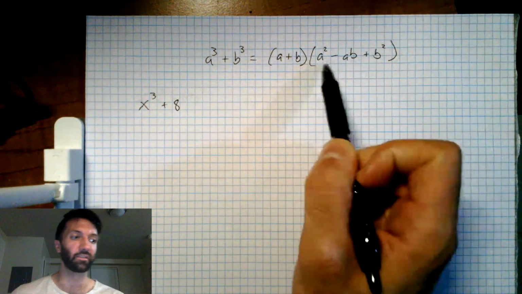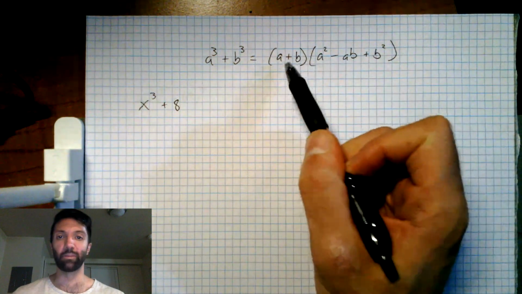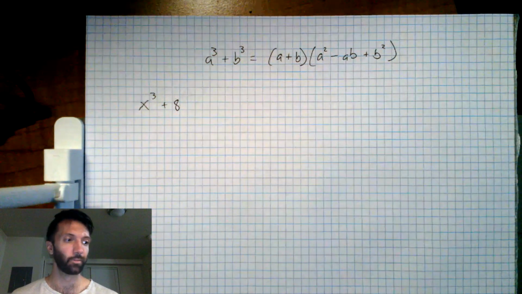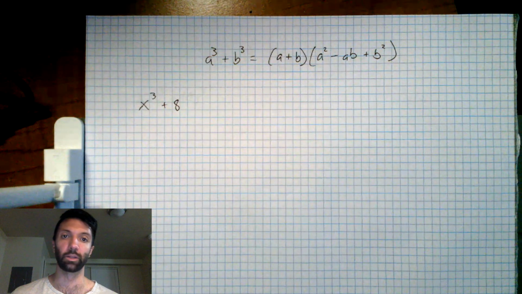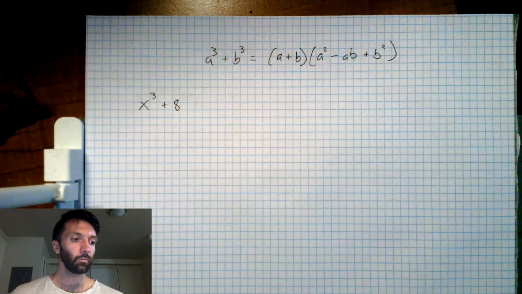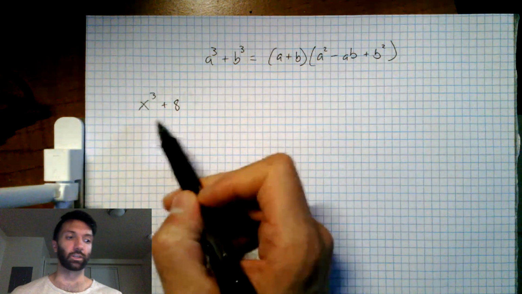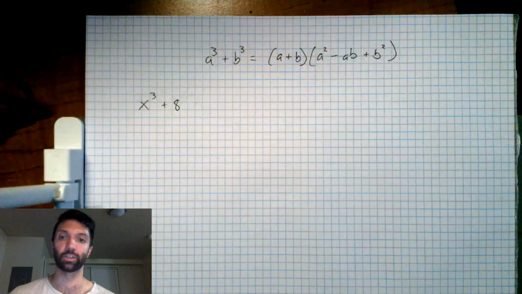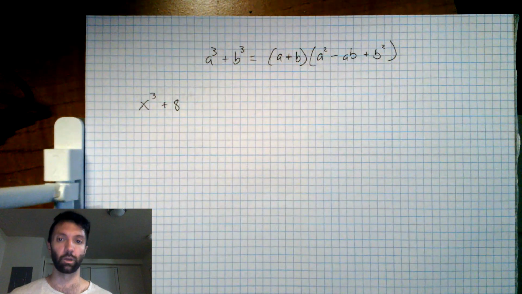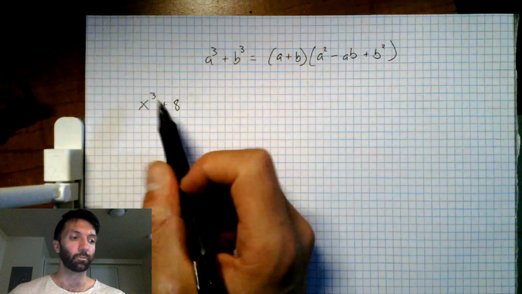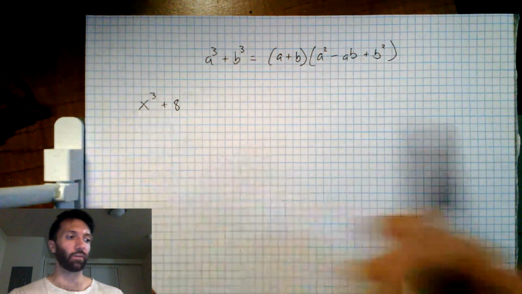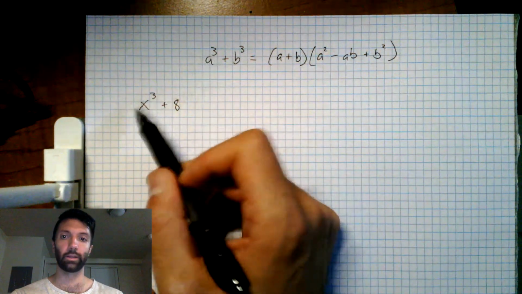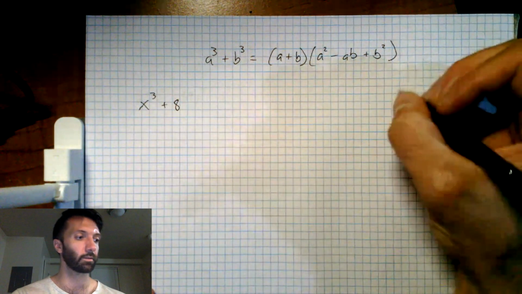You can write it in a factored form where you have the binomial a plus b times the trinomial a squared minus ab plus b squared. And so in our first example, the first thing we're going to do is make sure that we have a sum of cubes in the first place, and then we'll go ahead and factor it. So in this case here off to the side, I'm going to write the fact that we have a to the third is x to the third in this case.